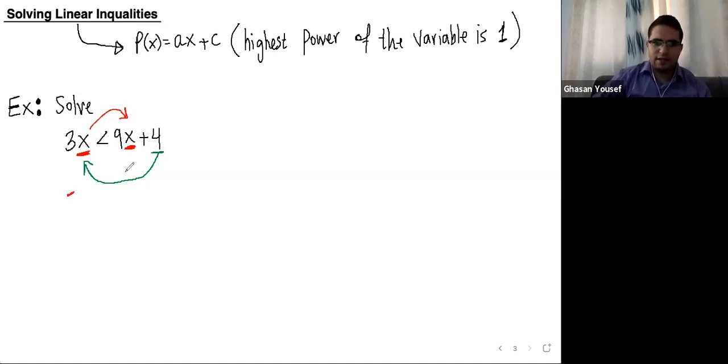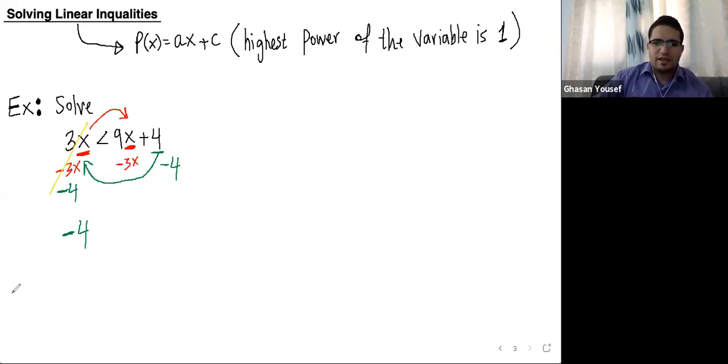Here we have to subtract 3x from both sides. When you subtract 3x from this side, this cancels out. 3x minus 3x is 0. But I'm also going to subtract 4 at the same time. Minus 4, minus 4. So here, 0 minus 4, I will get minus 4.